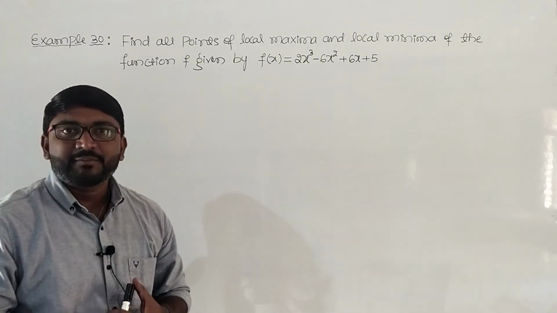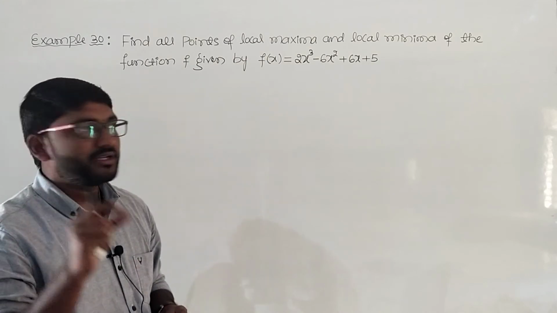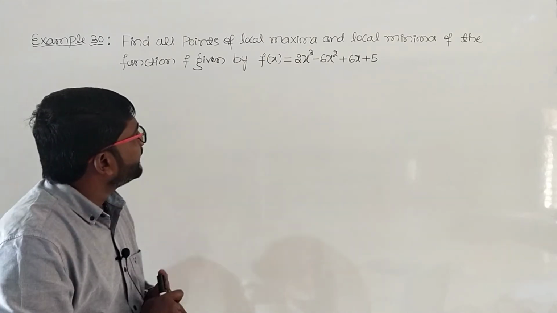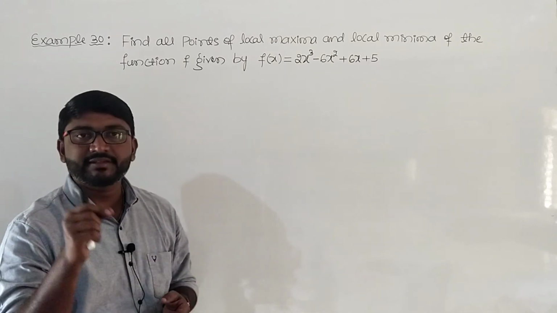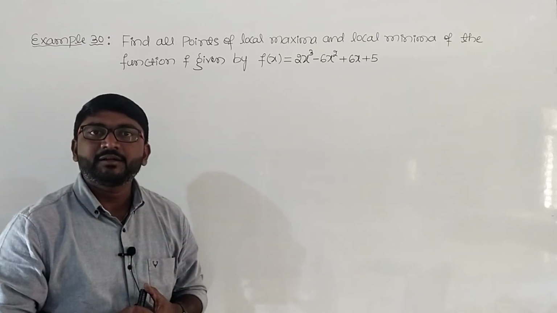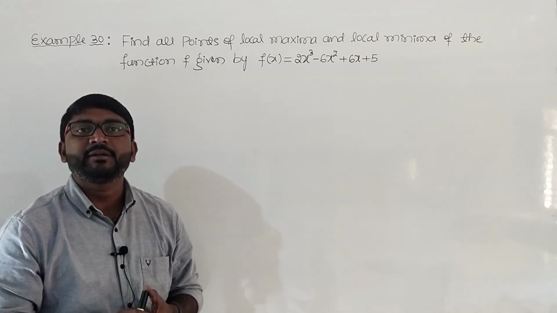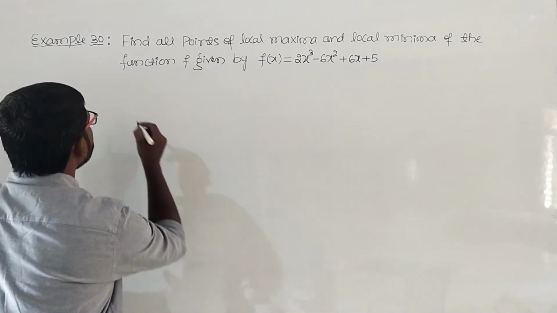Well, the next example problem is: find all points of local maxima and local minima of the function f given by f of x equal to 2x cube minus 6x square plus 6x plus 5. So he has given the function, and we will have to find the points of local maxima and local minima with the help of the first derivative test.